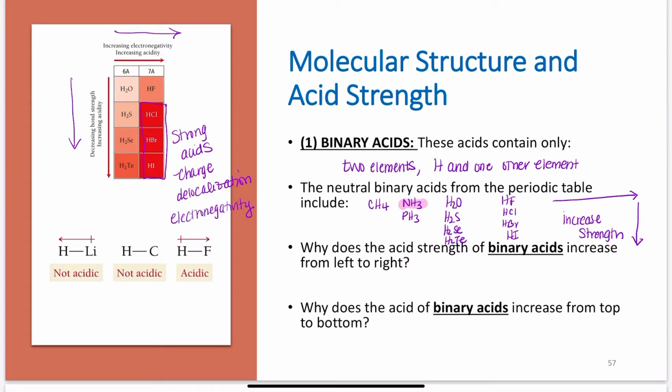So why does the acid strength of binary acids increase from left to right? If I go left to right, we can see here we're increasing electronegativity. Why does it increase as I go from top to bottom? If I go from top to bottom, we're increasing because you're increasing size. Increasing size means increased charge delocalization.